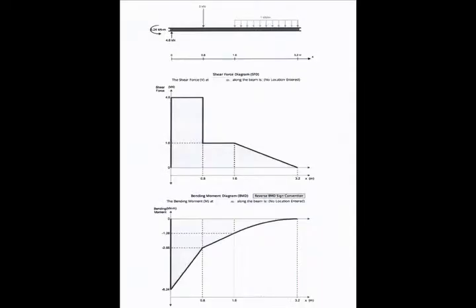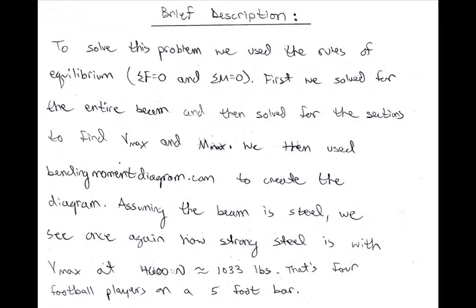The bending moment diagram from bendingmomentdiagram.com confirms Vmax at 4.6 and Mmax at 6.24. In conclusion, to solve this problem we used equilibrium. First we solved for the entire beam, then we broke it into sections and solved for the sections, and we found Vmax and Mmax. Then we used bendingmomentdiagram.com to create the diagram, and we verified our answers.